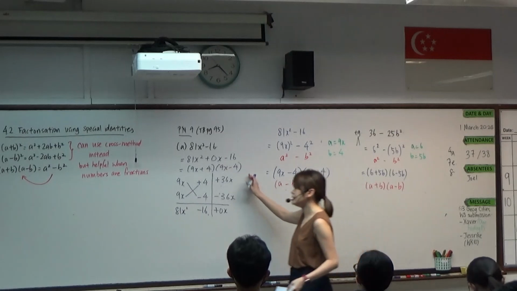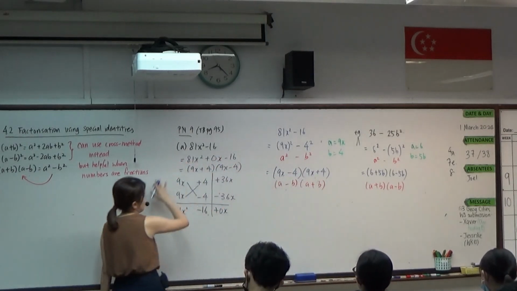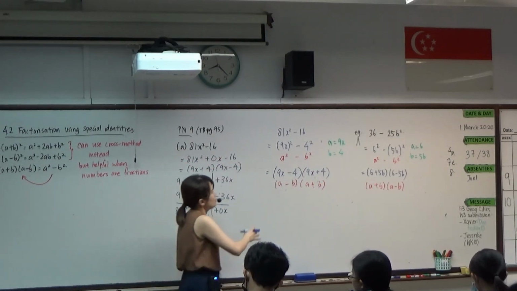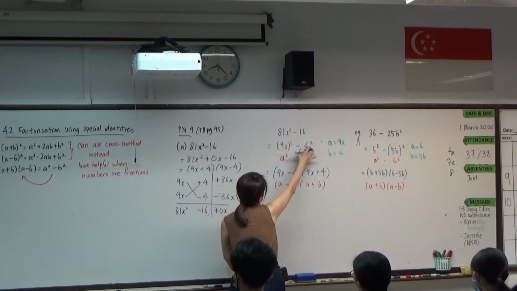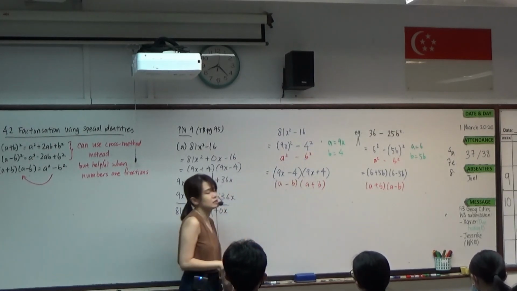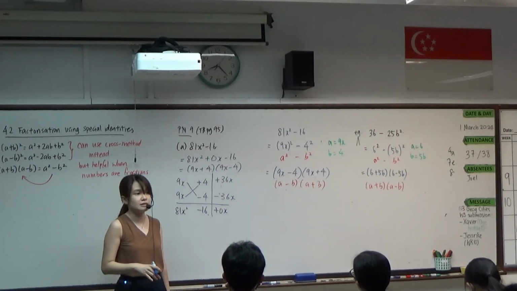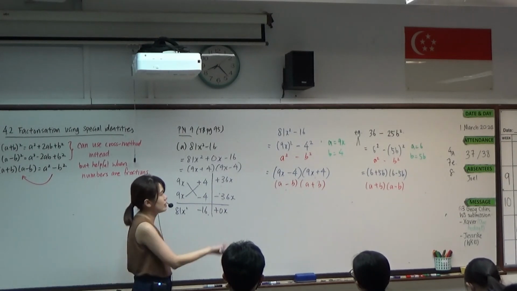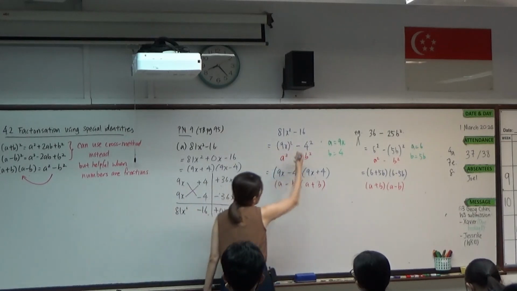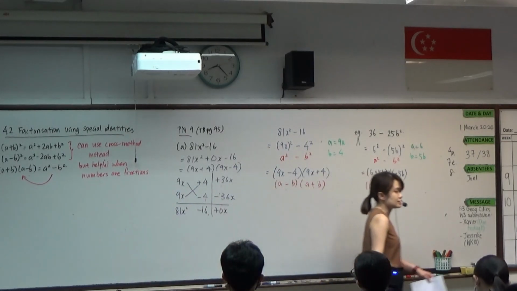Right, so it actually isn't necessary for us to do the cross method at all. We see that if I can recognize my perfect squares and recognize this a squared minus b squared, it will be much faster for us to do our factorization. So this will be the way to go when it comes to two terms and yet quadratic.